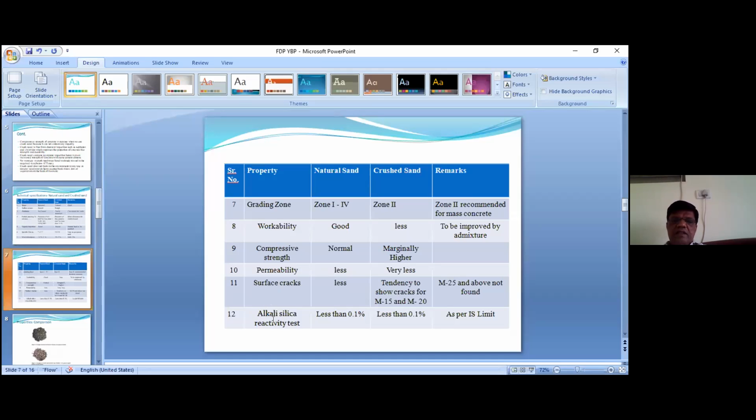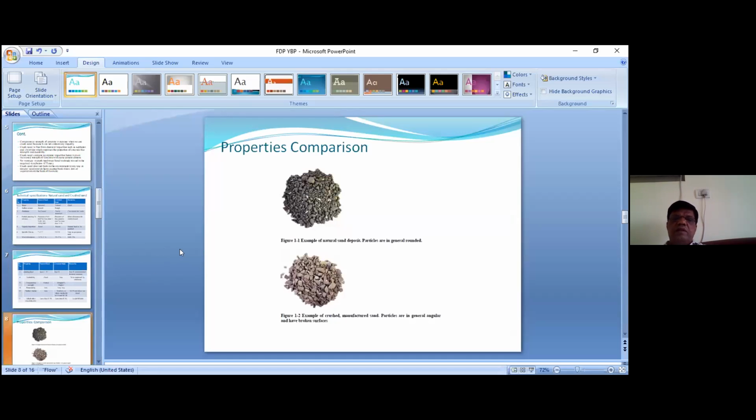And in the alkali silica reactivity test, both are less than 0.1%, as per the IS limit. So we have just looked at how it looks. This is a natural sand deposit having different particles, and you can see the cubical nature of the crushed sand.